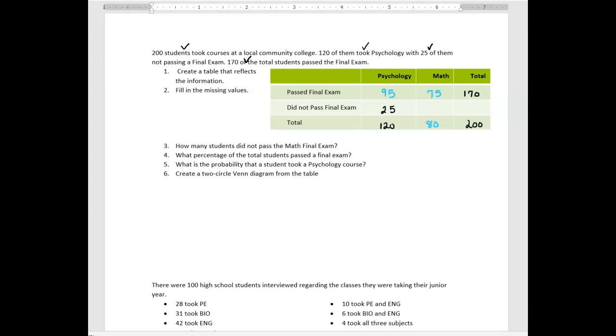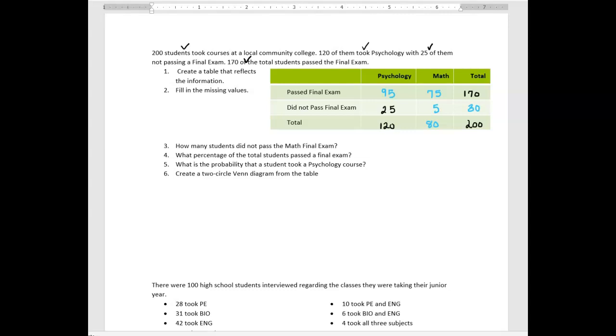80 students and 75 students. That means we have 5 students missing here. 25 and 5 has to be our 30. 170 plus 30 gives us 200. So now we have both the table and the missing values for our table. So now we can answer some questions based on the table.